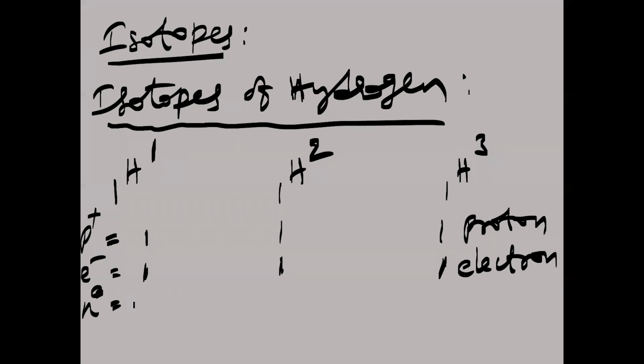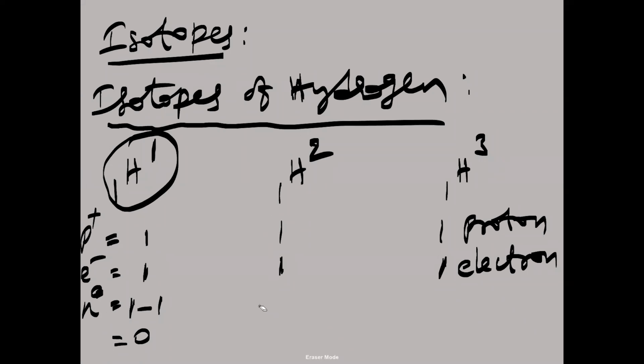Next, number of neutrons, tell me here. Mass number minus atomic number, so 1 minus 1 is 0. So no neutrons in this species. In 1H1, mass number 1, atomic number 1, 1 minus 1, so the number of neutrons is 0 here.